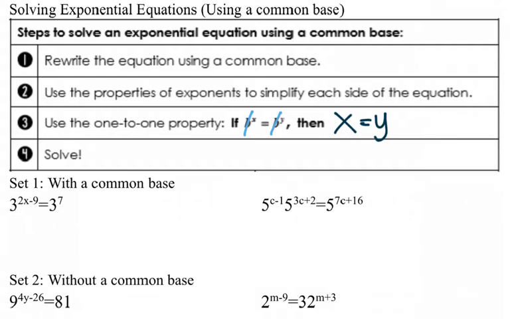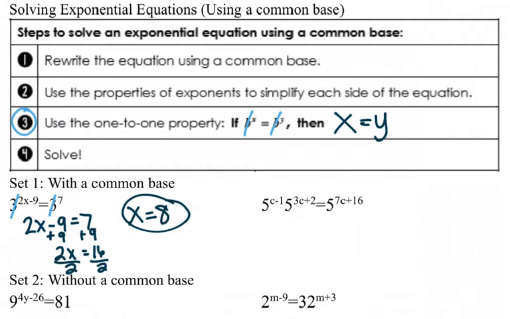Okay, so here's the first thing we're going to do. Number 1, notice that they both have a common base of 3. So we're just going to skip down to the third step. And when that happens, you can cancel out the bases, and then the exponents just equal each other. That is nice when that happens. So now all you got to do, you get rid of subtracting 9 by adding, and then you get rid of multiplying by 2 by dividing. So x equals 8. Done with that one.